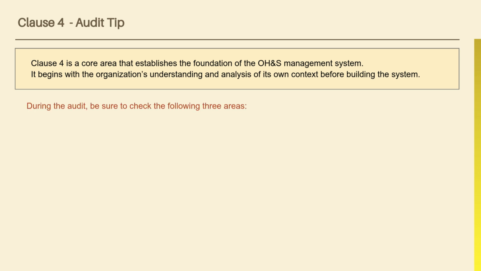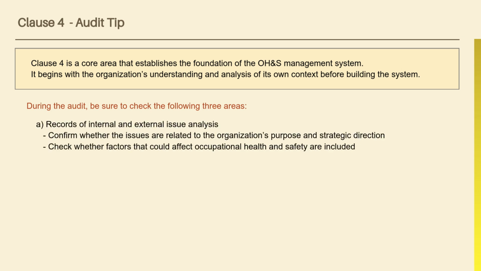Auditors must verify the following 3 items during the audit. A. Records of internal and external issue analysis. Confirm whether the issues relate to the organization's purpose and strategic direction. Verify if factors affecting safety and health are included.